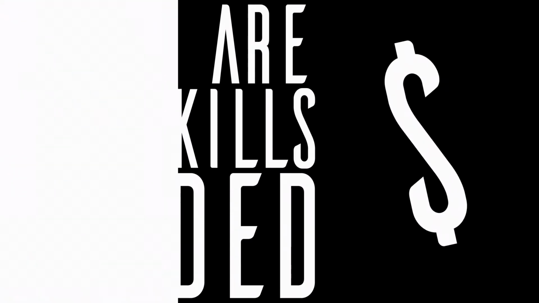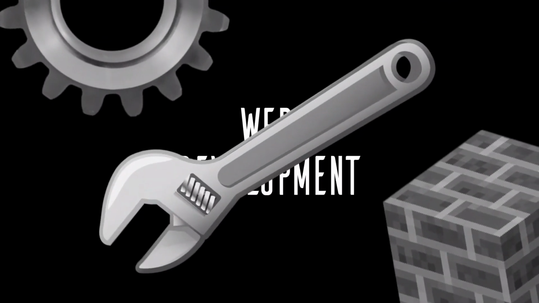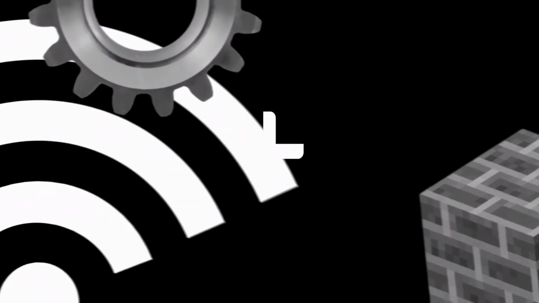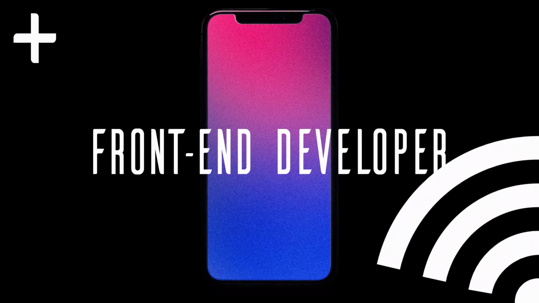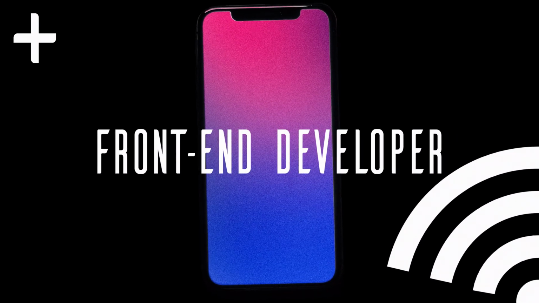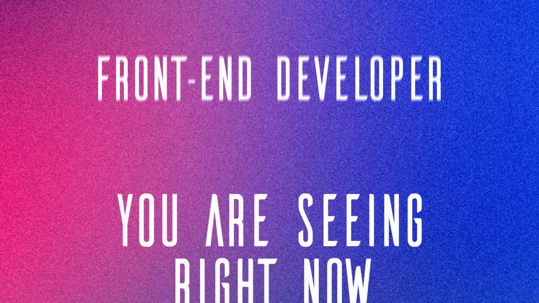Let's dig into it. Web development refers to the building, creating, and maintaining of websites. It is basically the creation of an application that works over the internet. As a web developer, you can be classified into three categories: front-end developer, back-end developer, and full-stack developer. A front-end developer focuses on programming the visual elements of a website or app that a user will interact with. For example, what you're seeing right now on your screen.